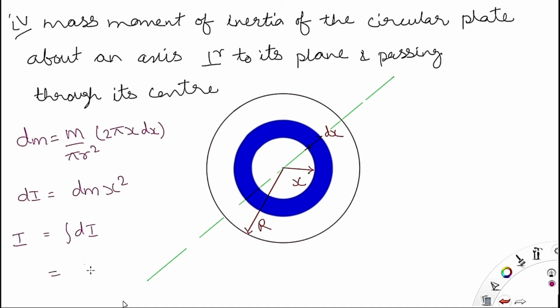and we get the value as MR square by 2. Capital M is the mass of the circular plate. Capital R is the total radius of the circular plate. So MR square by 2 is the mass moment of inertia of a circular plate about the axis of rotation which is perpendicular to the plane.